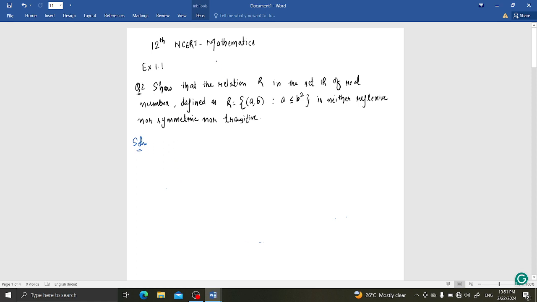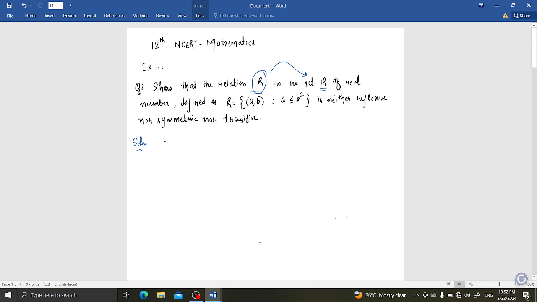Show that the relation R, this is the relation on the set R of real numbers defined as R equals the ordered pairs (a, b) such that a is less than or equal to b square, and we need to show that this relation R on the set of real numbers is neither reflexive, nor symmetric, nor transitive.